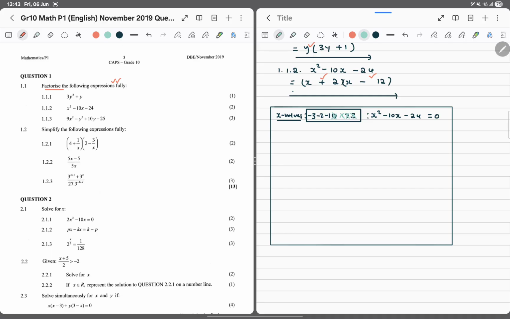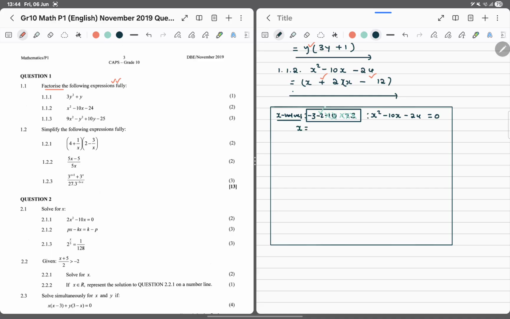What about minus 1? This is going to be 1 plus 10, that's 11, minus 24. So 11 minus 24, minus 13, doesn't work. We put minus 2 there, we get a 4. This is 20. 4 plus 20, that's 24. 24 minus 24 is 0. So this one works.